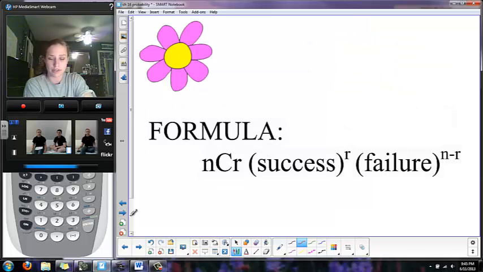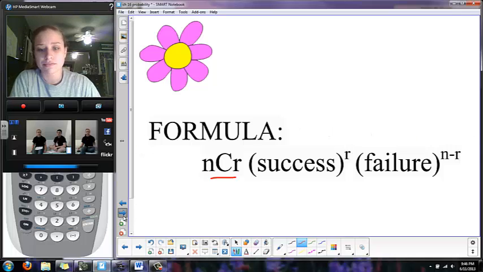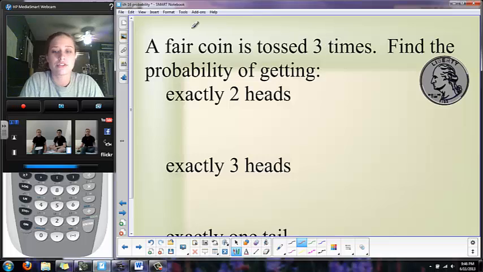We have a formula for this, and I'm going to explain it in a second. NCR, and then in parentheses you put the probability of success raised to the R power, and then in another set of parentheses the probability of failure raised to the N minus R power. You may write this down right now if you want to. I'm going to explain it a little bit differently or better than this formula does, but you are more than welcome to write it down. These are the kind of questions we're talking about when we're dealing with probability.